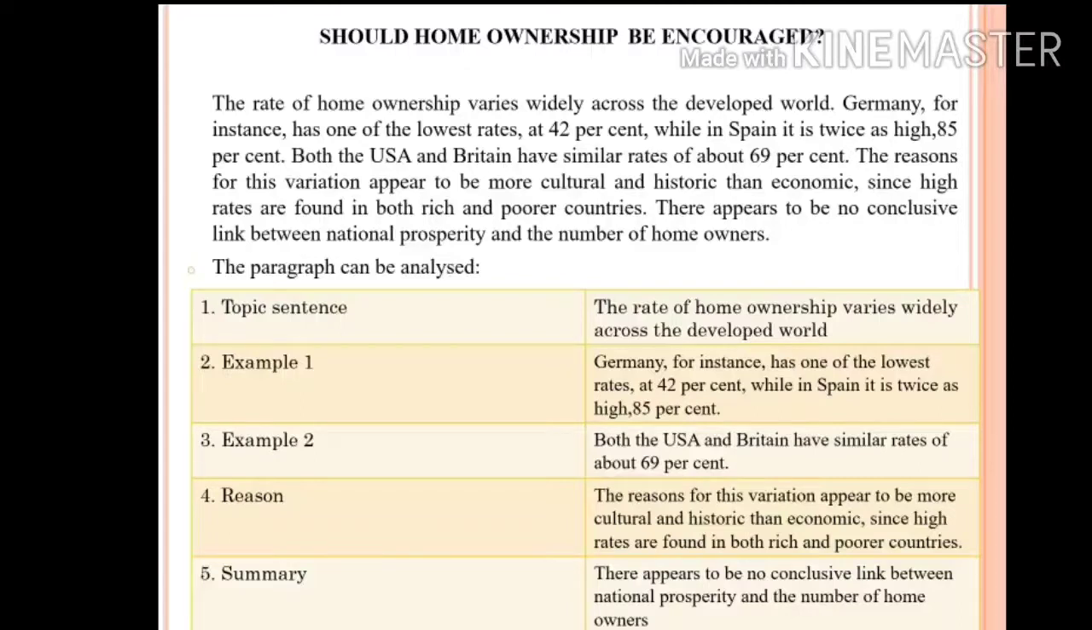Normally, the topic sentence is a sentence that we want to discuss. Then, examples and also reasons give more explanation about our sentences. And the summary is the conclusion for the whole paragraph.